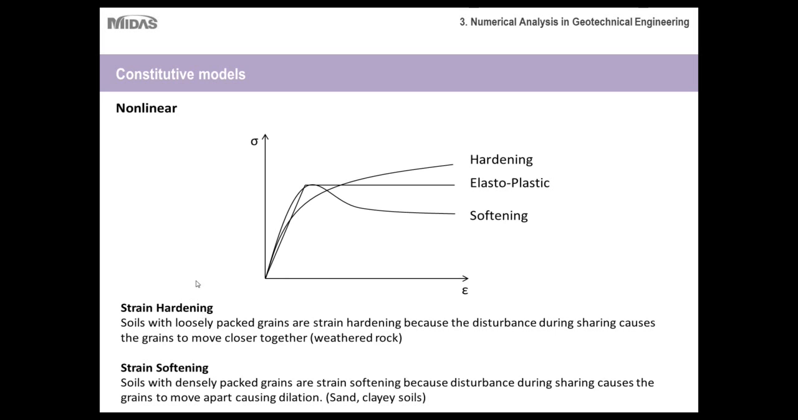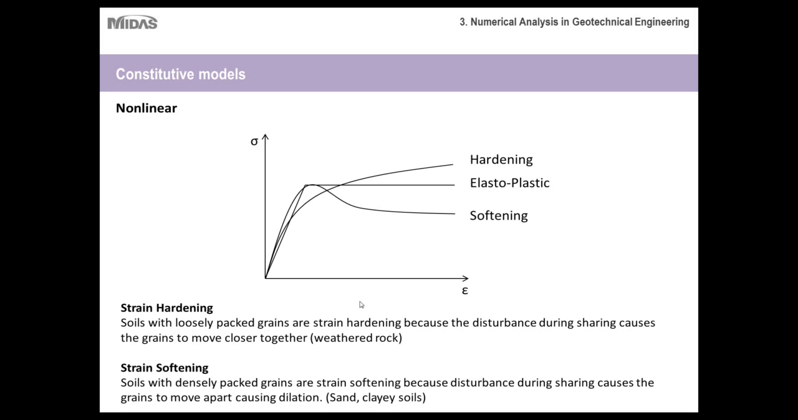And then just to discuss more about nonlinear behavior of soil. There are two main ways the soil can behave nonlinearly. First, let's discuss strain hardening. As with the other examples I showed you, the response will be linear up to a certain point, and then it'll start to taper off in terms of strength. Essentially, this applies to soils that have loosely packed grains. Loosely packed grains are strain hardening because the disturbance during shearing causes the grains to move closer together.